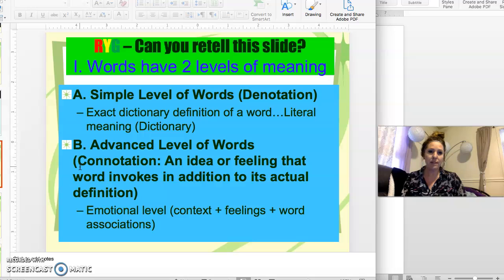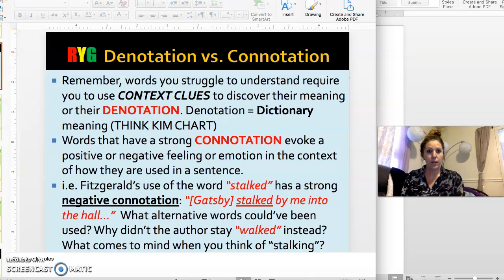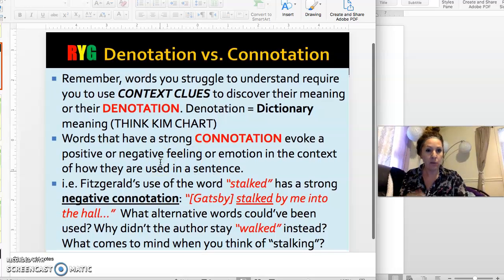And that's what makes it special if an author uses it in an interesting situation. So let's look at an example. I want to go over the example that we actually acted out in class. I want to take you back to that memory.